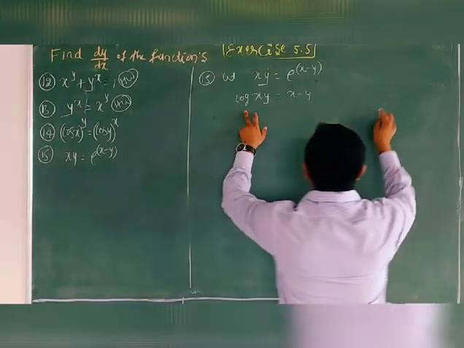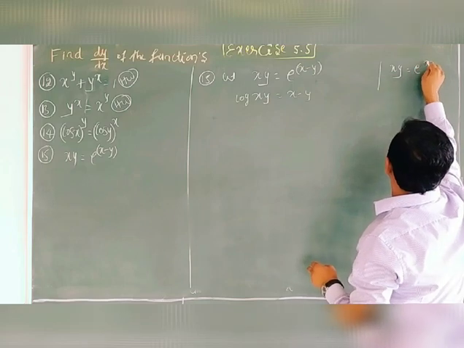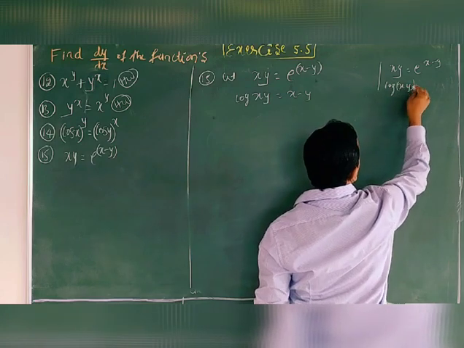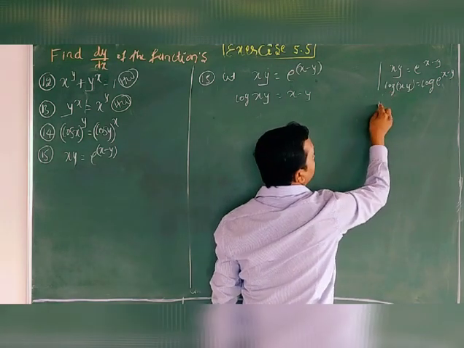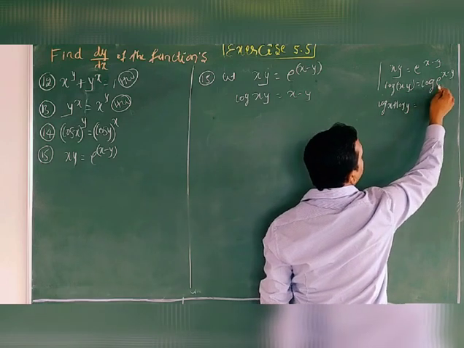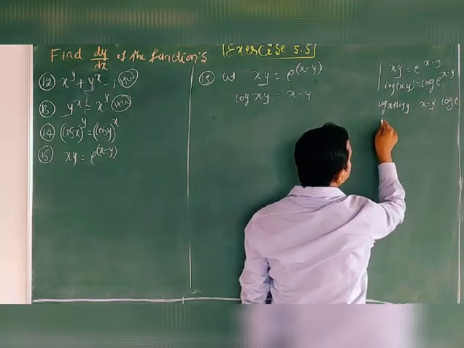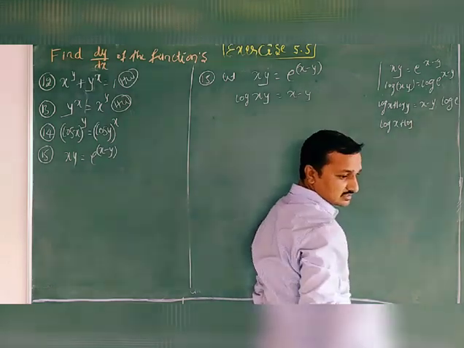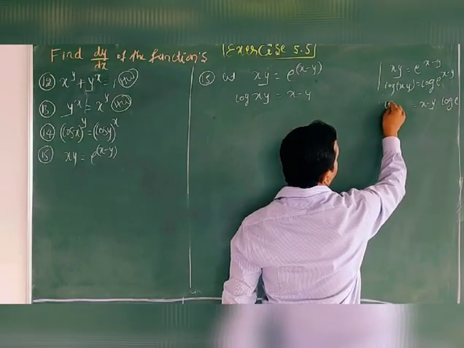Okay? Or else, otherwise you can write this step. X into y equal to e raised to x minus y. Apply log on both sides. Log of x into y equal to log of e raised to x minus y. So log of x into y can be written as log x plus log y. Here this is the form log of m raised to n, so x minus y into log e as it is. Okay, this is log of x plus log y. Or else, don't write log x plus log y, keep it as it is. So log of x into y.